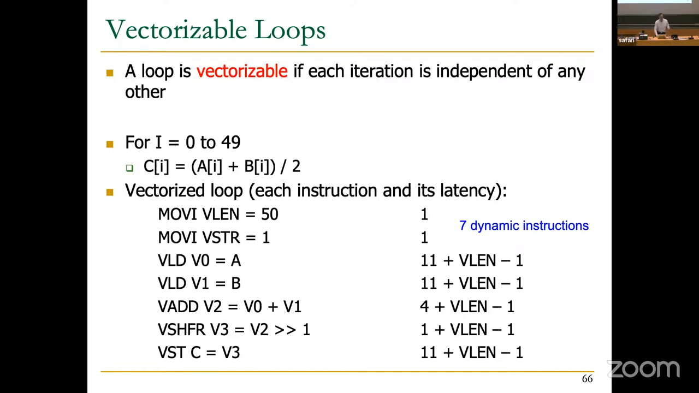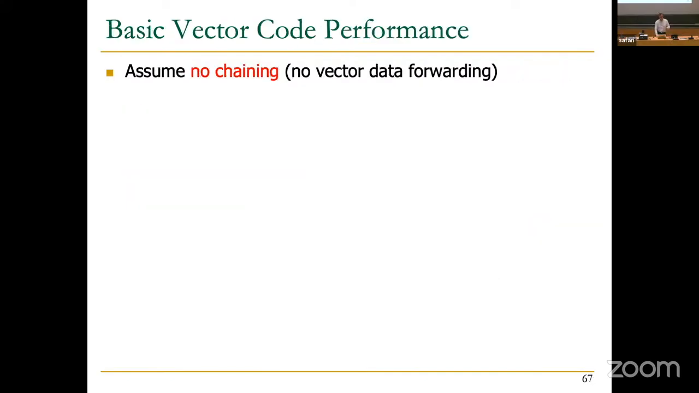Okay, so now let's take a look at how long it takes to execute this code. Initially, we're going to assume a very simple vector processor, not even forwarding of data. This is called chaining in vector processing. I don't like this terminology necessarily, but you will see why it exists. There's no data forwarding between vector functional units.